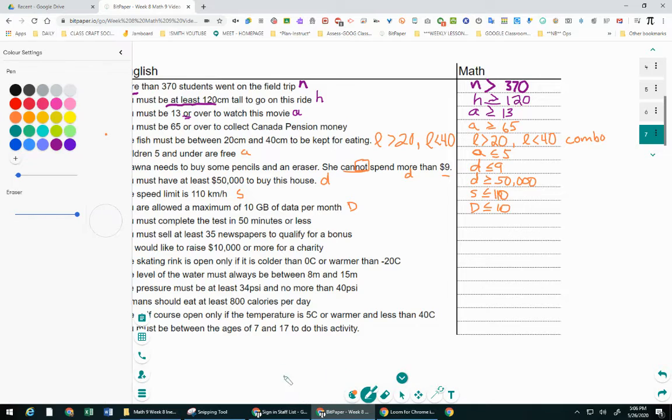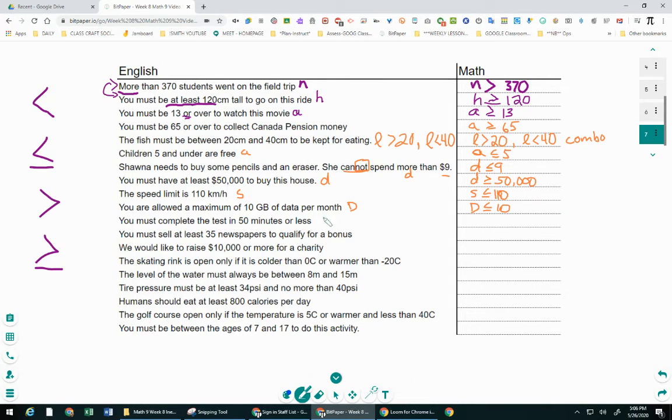I'm just going to switch colors now to keep mixing it up here. Let's go with blue. You must complete the test in 50 minutes or less. So T for time. Time is going to be less than, or you can use the full 50 minutes. You see how many times we're using that or equal to?